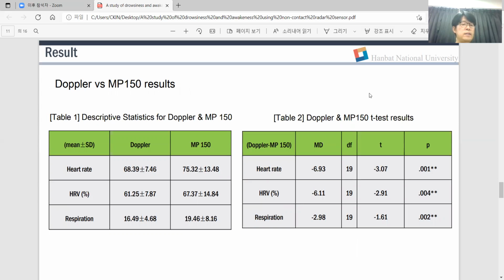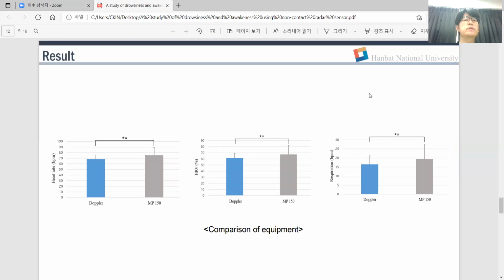As shown in table 1, the average of the MP150 is higher than that of the Doppler radar sensor, in the heart rate, HRV, and respiration measurement results. The standard deviation was smaller for the Doppler radar sensor. As a result of the t-test, the difference between the two devices was recognized at the significance level of 1%, as shown in table 2. The following graphs show the significance level of the result between the radar and the MP150.